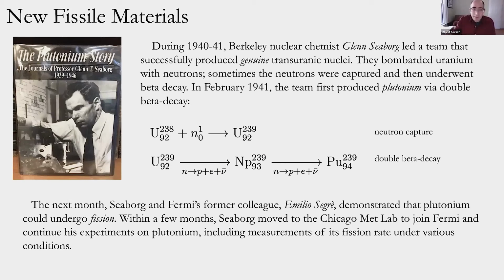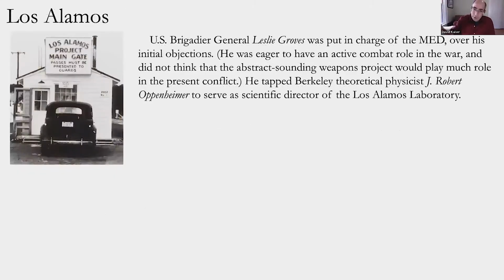Within months after that, Seaborg then went to what was by now this flourishing Manhattan Project site, the Met Lab in Chicago, to work more directly with Fermi and to continue measuring the properties of plutonium and its fission rates. So that's largely what's going on at Chicago during this time.